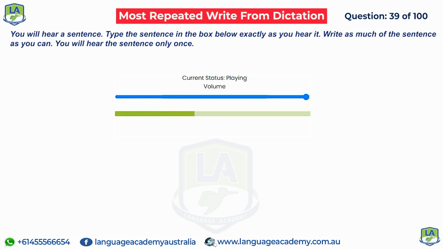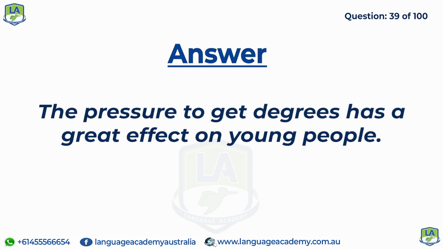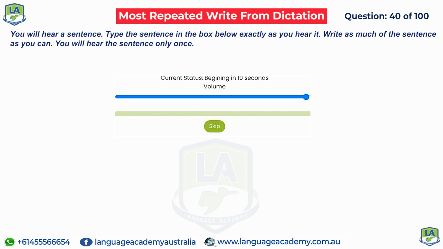The pressure to get degrees has a great effect on young people. Neurons are principally involved in biological processes.